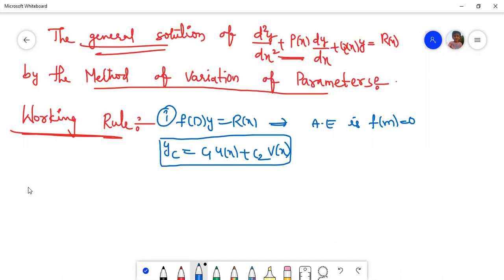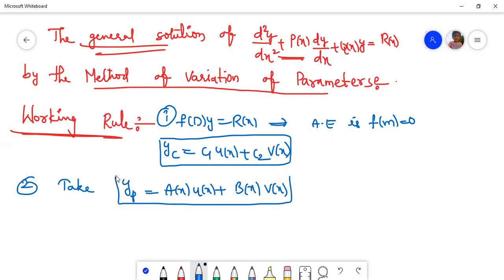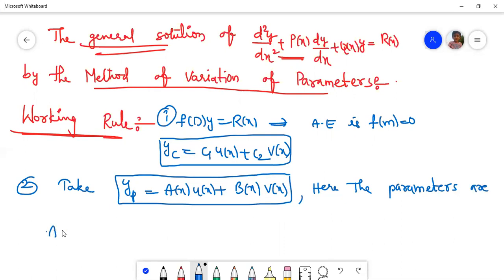Next, the second step we can take: yp is equal to a of x into u of x plus b of x into v of x. This is the particular integral. In this, to find the parameters, the parameters are a of x and b of x.